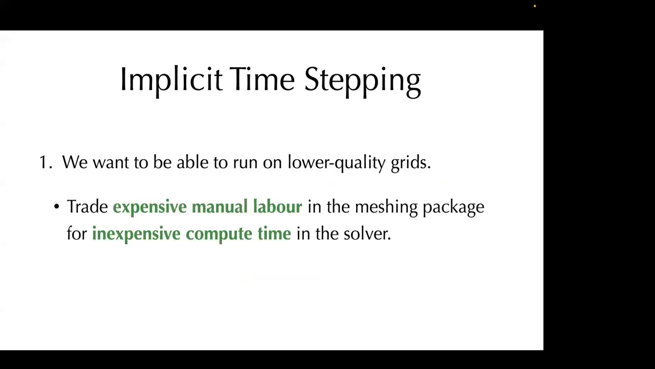Firstly, we want to be able to run on lower quality grids. With explicit time stepping, one small element in your grid can ruin your day. This is something we would like to get away from. The idea being that we trade extensive manual labor in the meshing process for inexpensive compute time in the solver. And this is vital for industrial adoption, where low quality grids are very much the norm. In academia, we can have students sit down for a couple of weeks to make a grid, but that simply doesn't fly in industry.